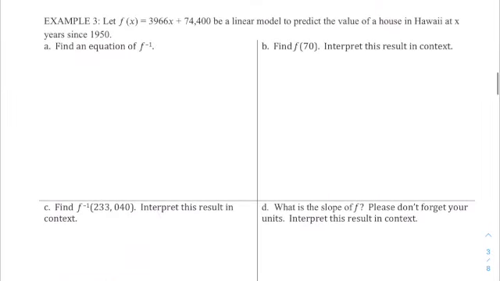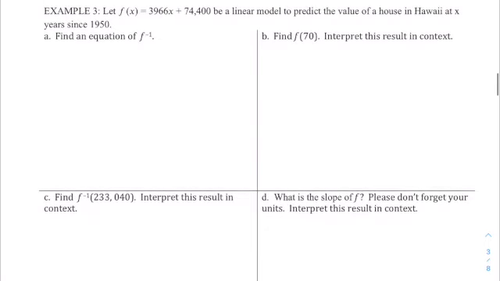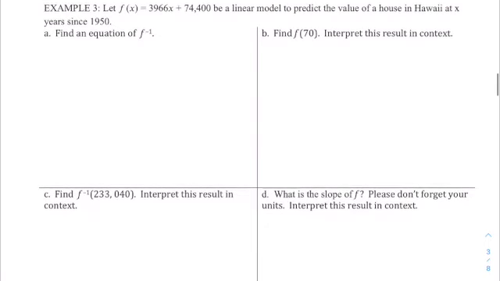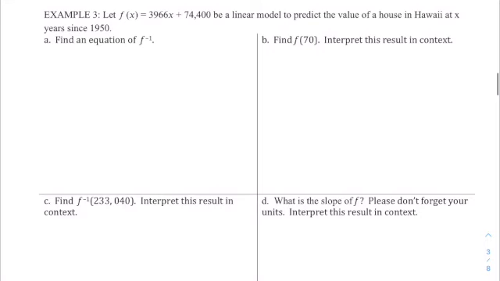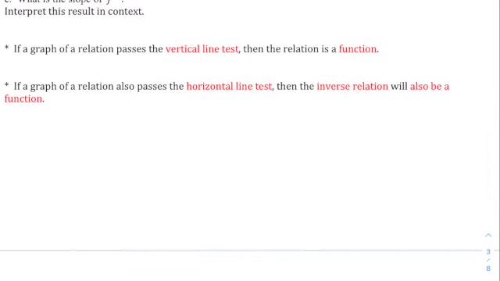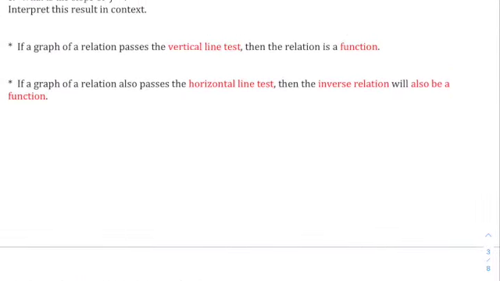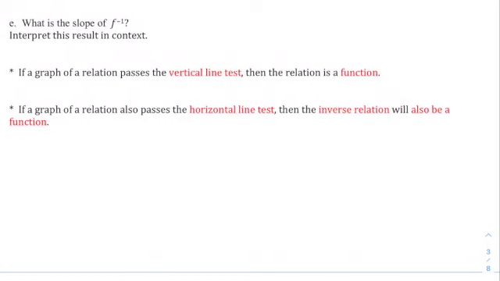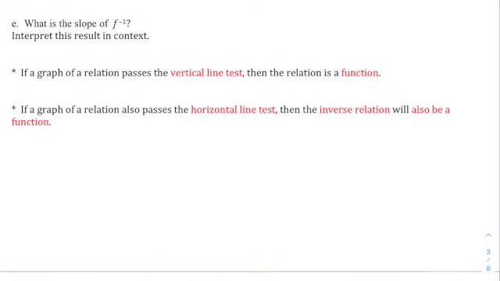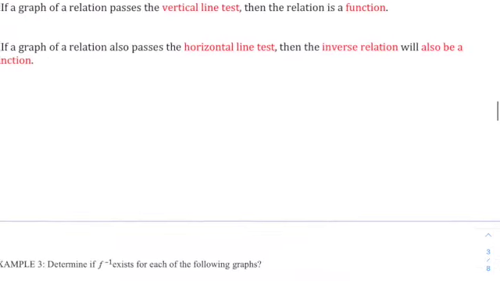Please finish example number 3 as your homework. I will not discuss it, and if you have any questions, please ask. But I would like you to save this: if a graph of a relation passes the vertical line test, then the relation is a function. If a graph of a relation also passes the horizontal line test, then the inverse relation will also be a function. So that is what they have for the next thing.